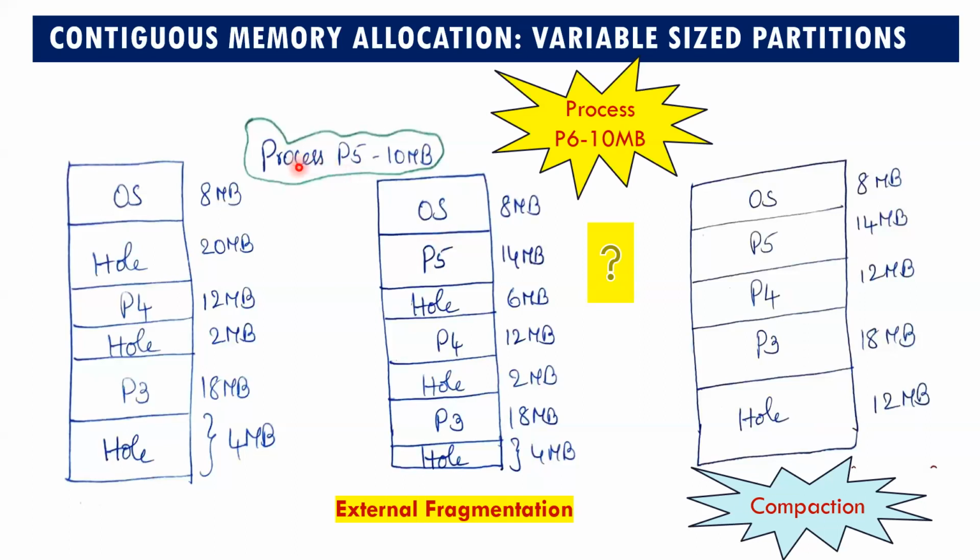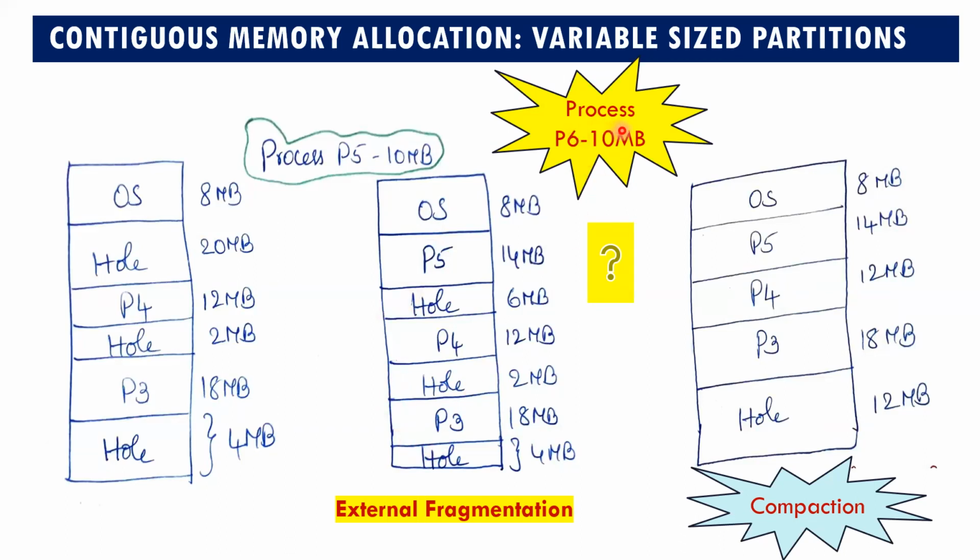Let us say process P5 is of 14 MB size. In such a case, P5 will be allocated 14 MB and the remaining hole size will be 6 MB. So here we are left with a total hole size of 6 plus 2, 8, 8 plus 4, 12 MB of hole space still left. But they are scattered across different parts of the main memory.